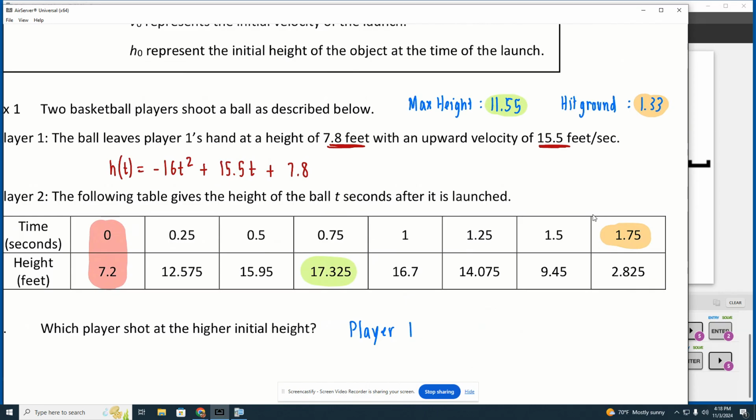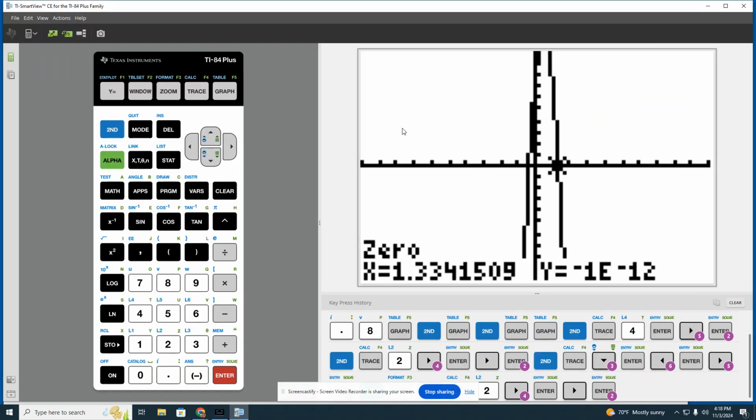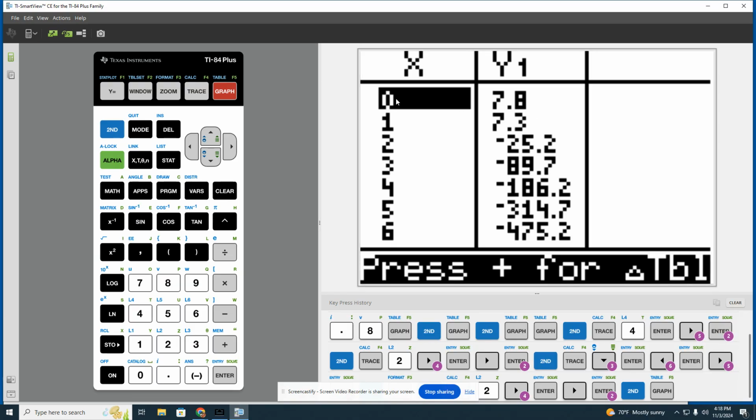First and foremost, I need to find what those values are at 0.25 and at 1.25. So let's go back to our graph to look at player 1. If I went to the table, you see I can't see 0.25 and 1.25. So I'm going to show you a really helpful tool so you can see those odd type numbers on your table.